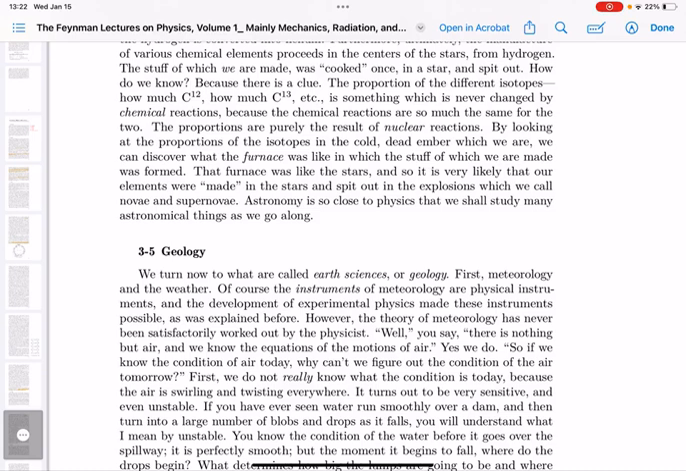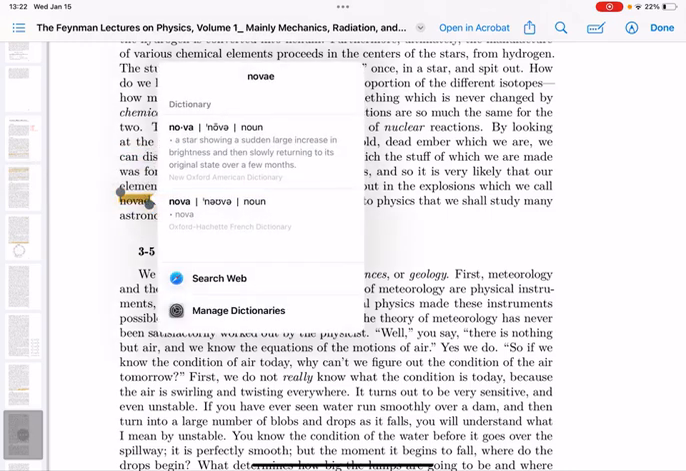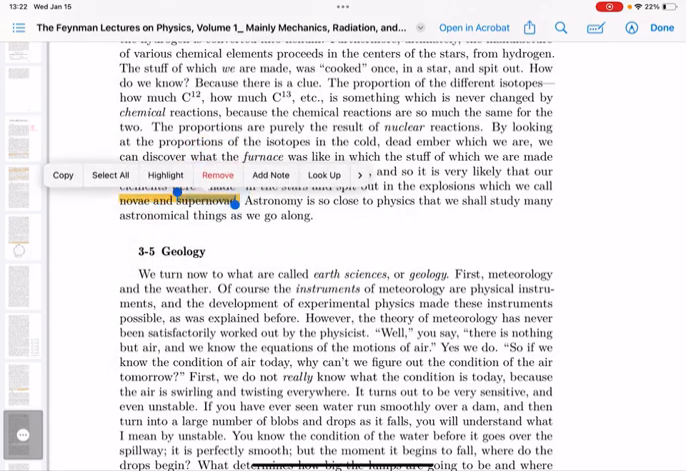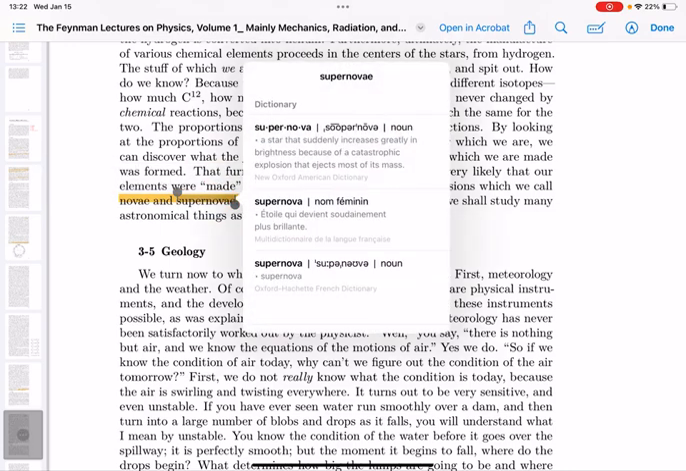Nova and supernova. What's a nova and supernova? I've heard of it so many times that I don't know what it is. What's a nova? I'm going to look it up. A star showing a sudden large increase in brightness and then slowly returning to its original state over a few months. Okay, what's a supernova? A star that suddenly increases greatly, okay, it's the same. No, because of a catastrophic explosion that ejects most of its mass. Oh.